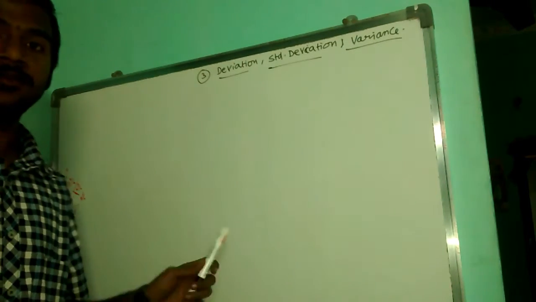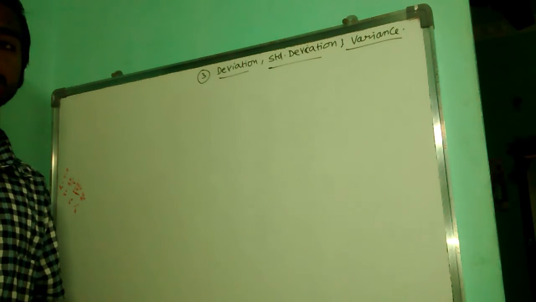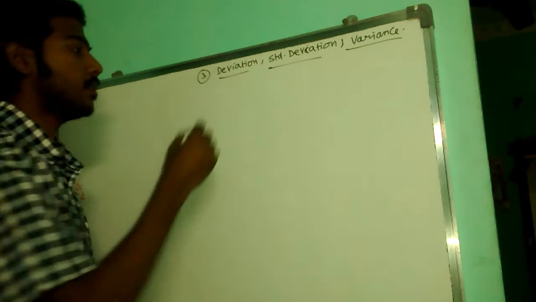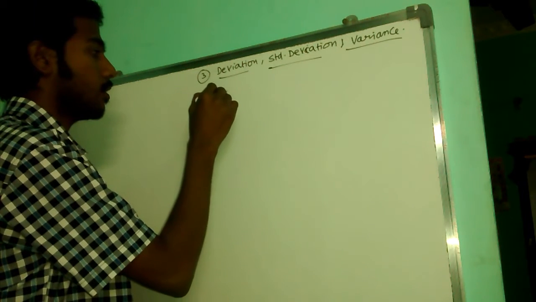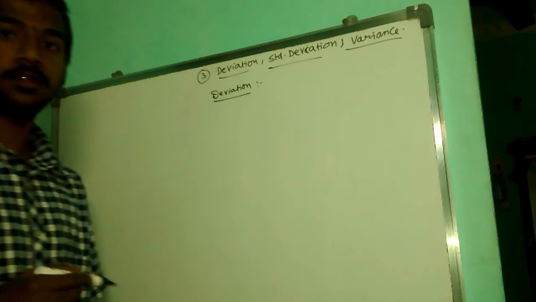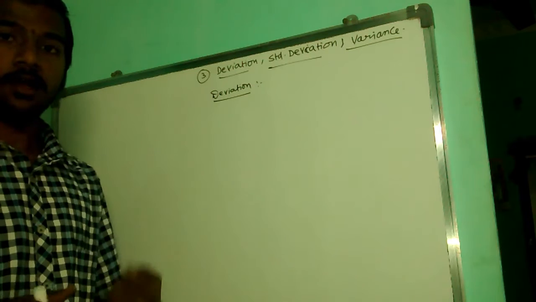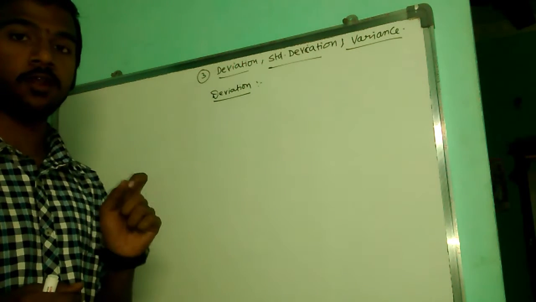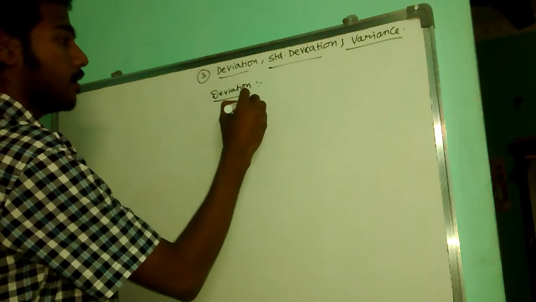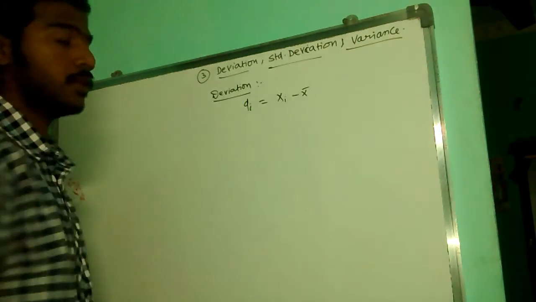Hi friends, in this video we are going to learn about deviation, standard deviation and variance for measurements. First thing, deviation. Deviation means how much a value is deviated from the mean. Di is given by xi minus x bar.